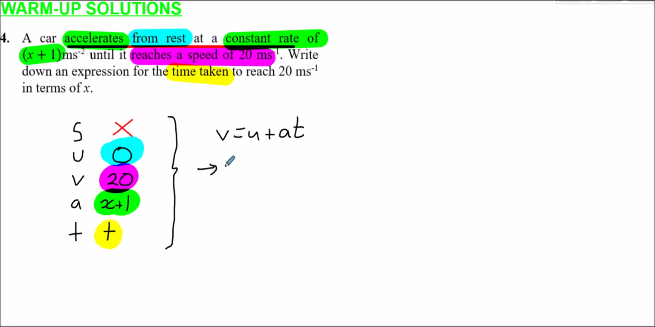So our v is 20, our u is 0. We don't need to put 0, but I'm putting it in here so you can see that I'm using u, not just ignoring it. Then plus at. So a is x plus 1, t is t, which we're trying to find out. A little bit of colour coding here so you can see where my values and numbers have come from.